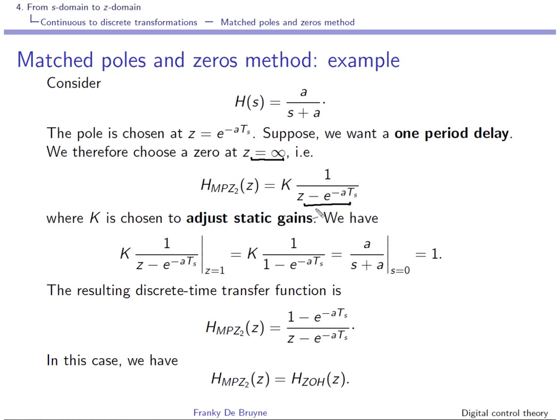Okay, so indeed here we see that we have a zero at infinity. If you replace z equal to infinity in this transfer function, the transfer function tends to 0. So we have indeed a zero at infinity, but this allows us to have a 1 period delay in the system, because you can rewrite this as follows.